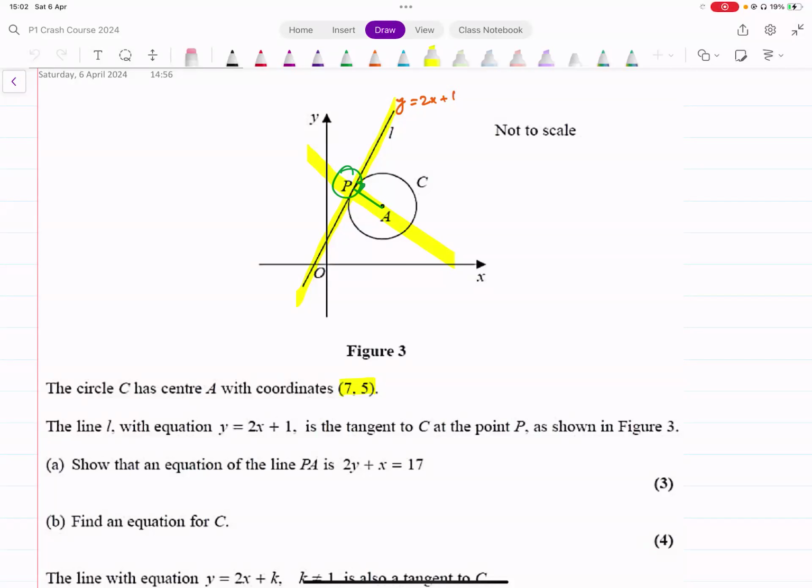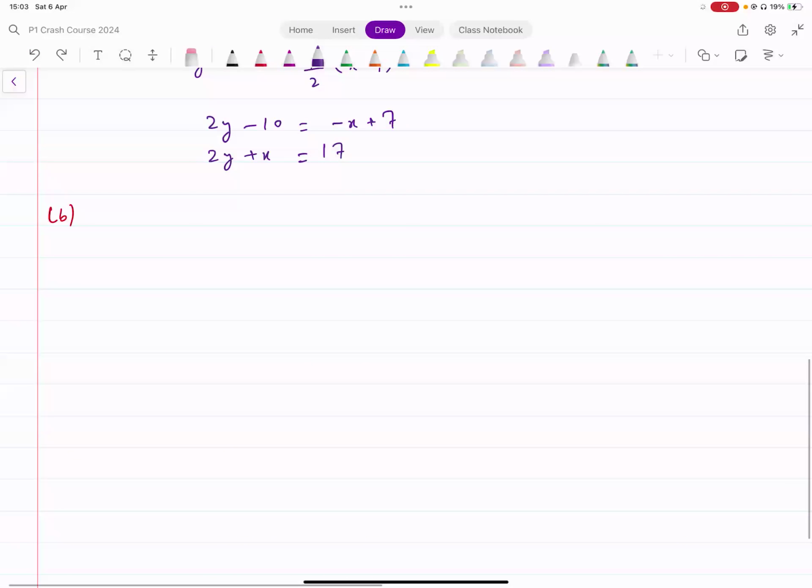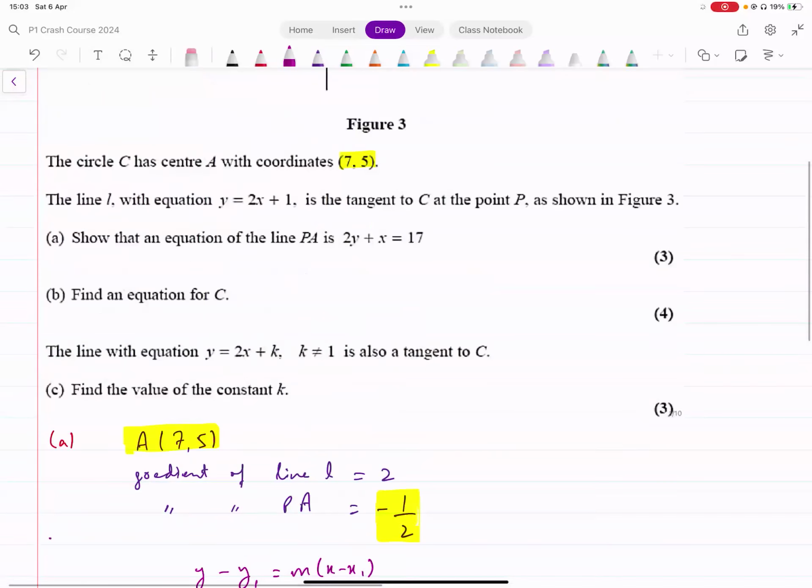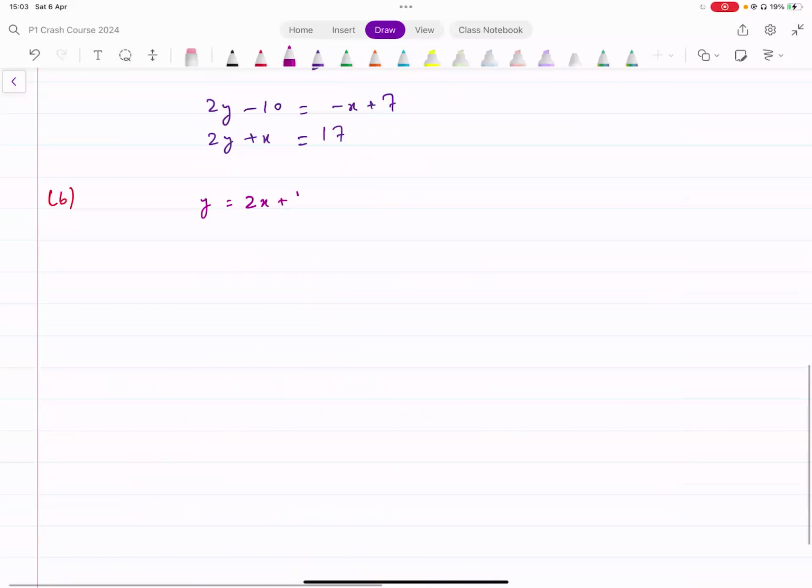So how do you find the point P? For finding point P, you can just solve these two equations simultaneously: y equals 2x plus 1 and the equation of the line PA. Solve them simultaneously, and that's going to give you the point P. So the first equation is y equals 2x plus 1. And the second equation that we have here is 2y plus x equals 17. Solve them simultaneously and see what that gives you. So I can input y equals 2x plus 1 in the second equation.